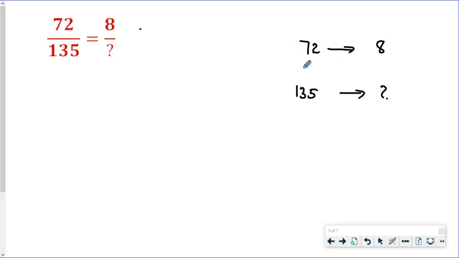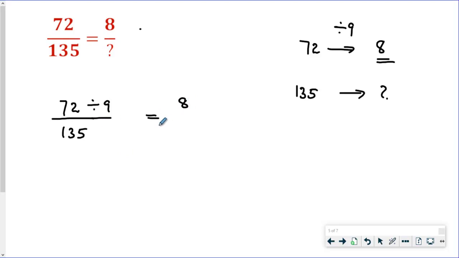Now here you can see 72 becomes 8. So this is a big number, this is a small number, so definitely we have to divide. Which number do we have to divide by? For finding that, you have to divide 72 by 8. We know that 9 8s are 72. So when you divide 72 by 9, the numerator, our answer is 8.